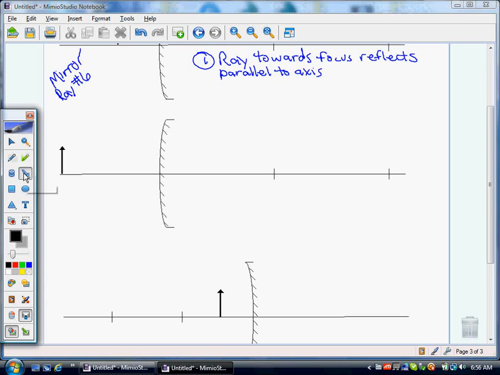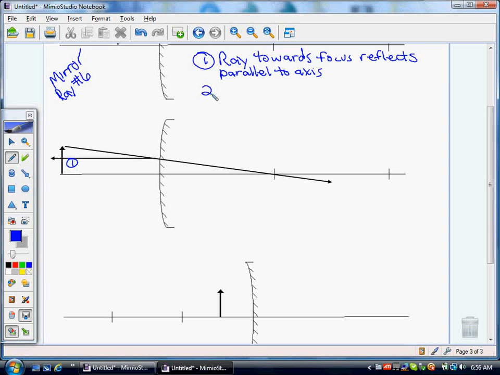So if we go ahead and see what that ray looks like, we go with a ray towards the focus. Now I got to ask, does it actually reach the focus? And the answer would be no. In fact, it hits the mirror and it reflects off parallel to the principal axis. So that would in fact be ray number 1.